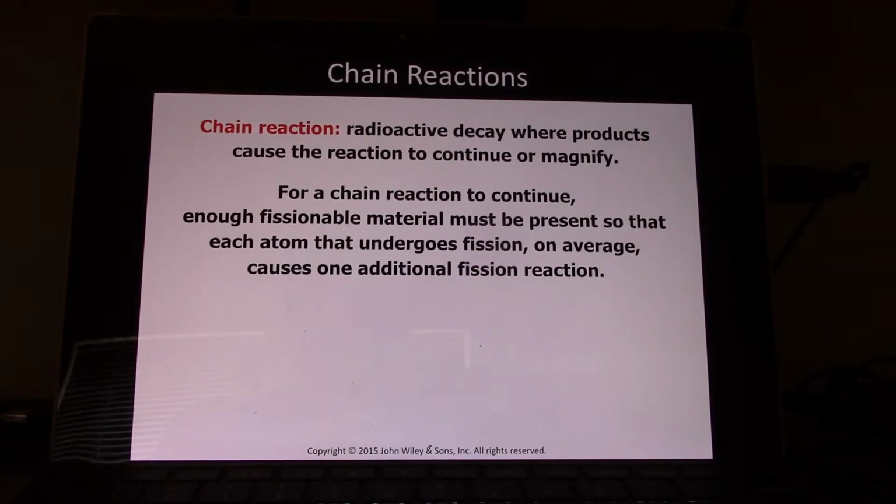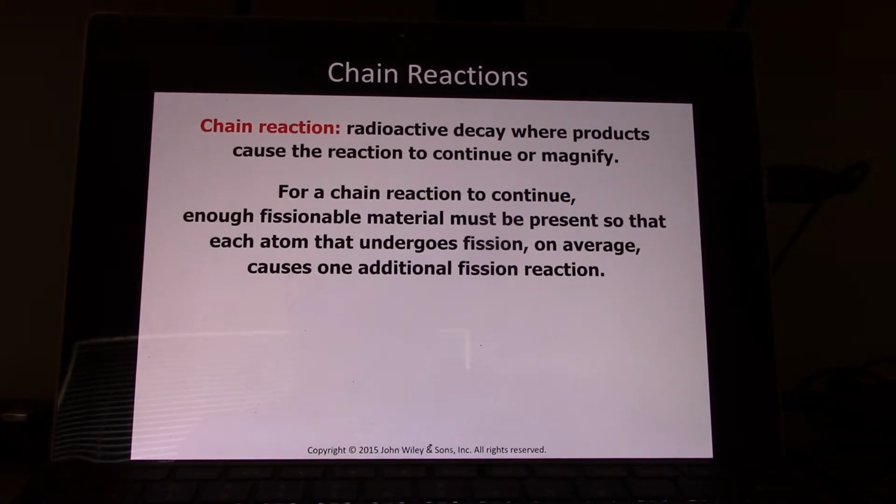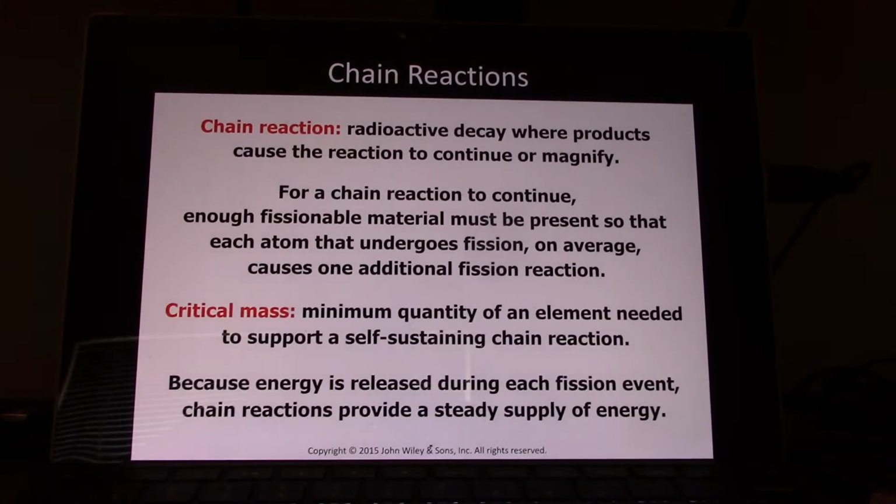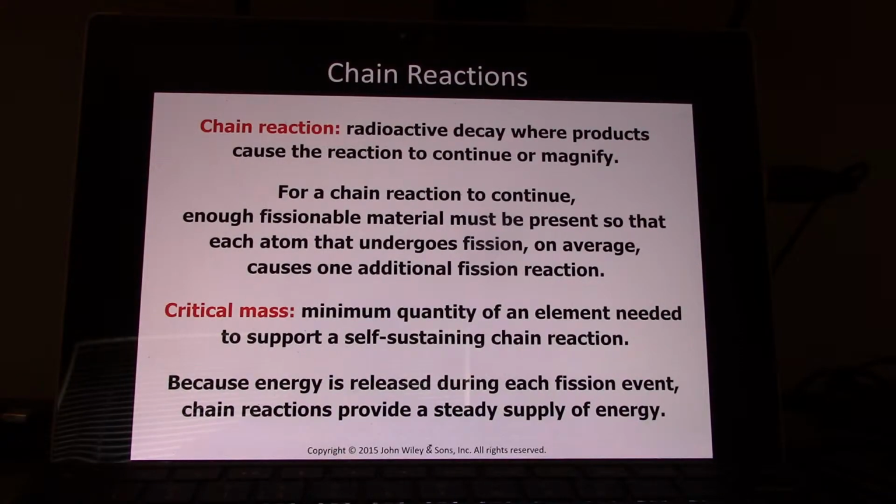Chain reaction: a radioactive decay where the products cause the reaction to continue or magnify. As we just said in that last fission reaction, we get 3 neutrons flying out, which can keep the reaction going. The critical mass is the minimum amount of an element needed to support a self-sustaining chain reaction.